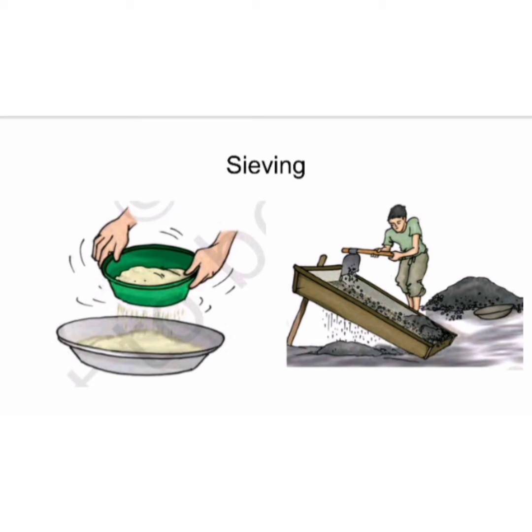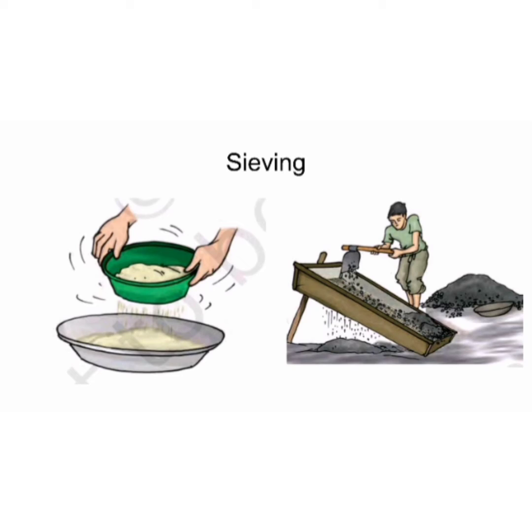In flour mills also, impurities like husk or stones are removed from the wheat before grinding it, and sieving is also used at construction sites. In construction sites, it is used to separate the pebbles and stones from sand.